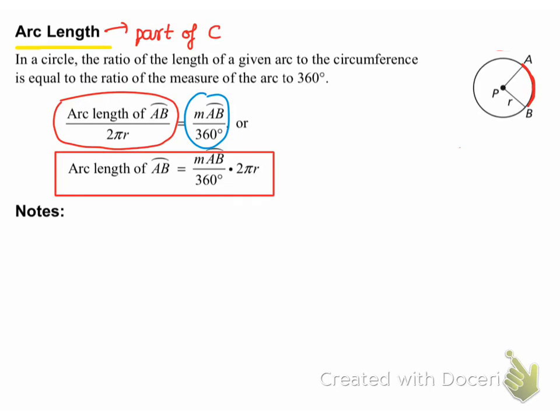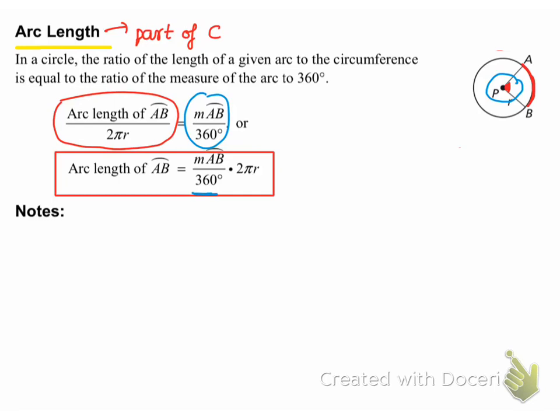So if you're finding the arc length of the given arc AB, that's equal to the fraction of the angle. What is the angle out of 360 degrees? The measurement of arc AB over 360, times 2 pi r. That's the formula. So you just take a fraction, something like that.